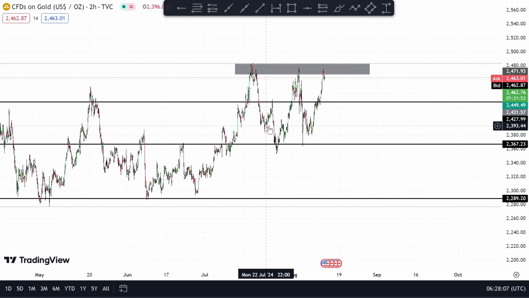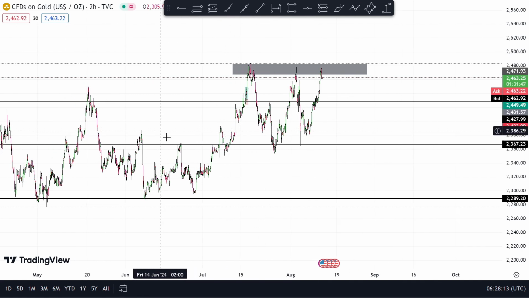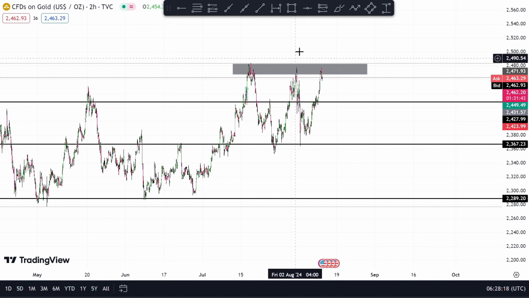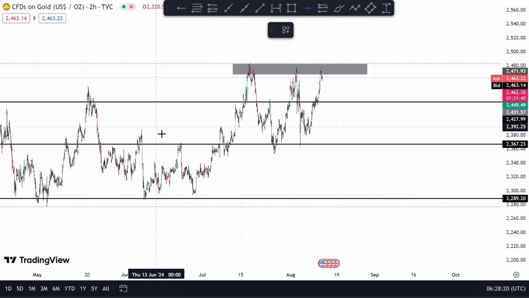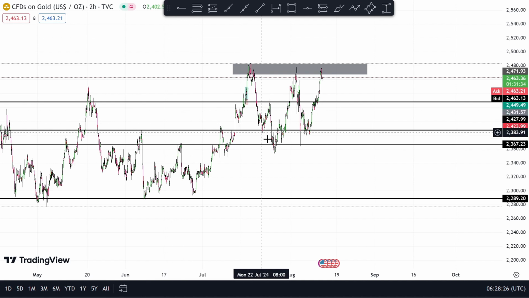Now I think it's perfect. And also here there is a supply zone at this point. There is a supply zone at this point. Right here, a supply zone at this point.